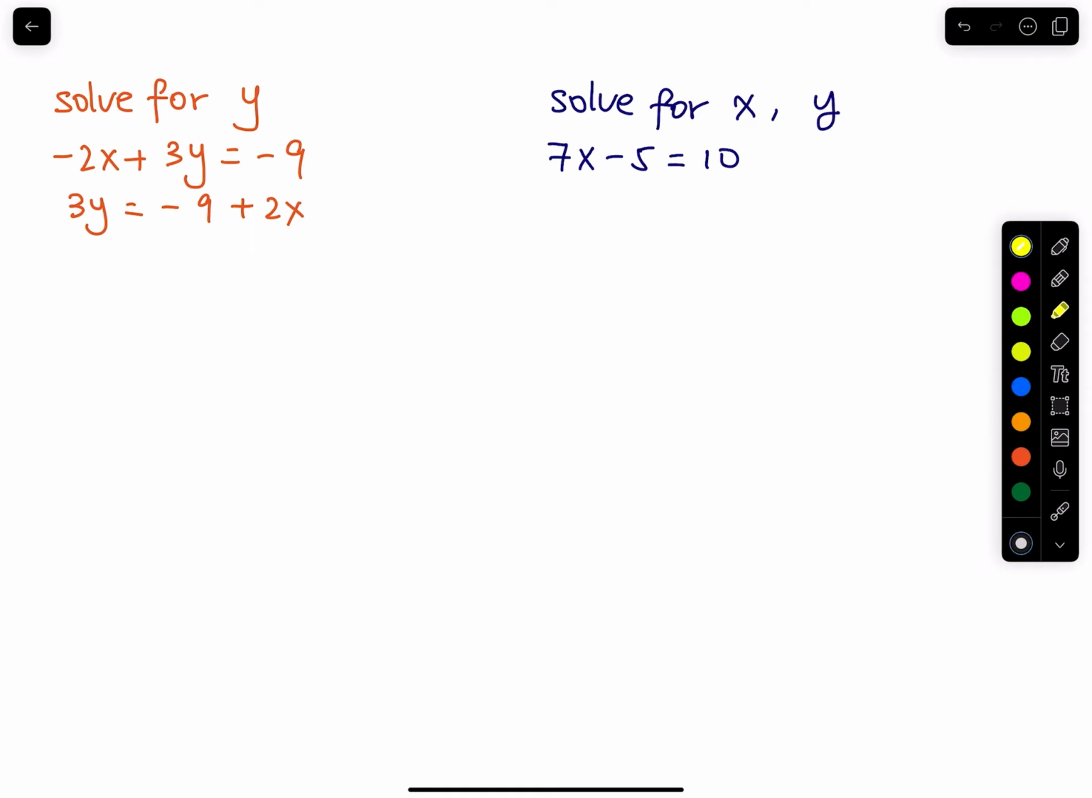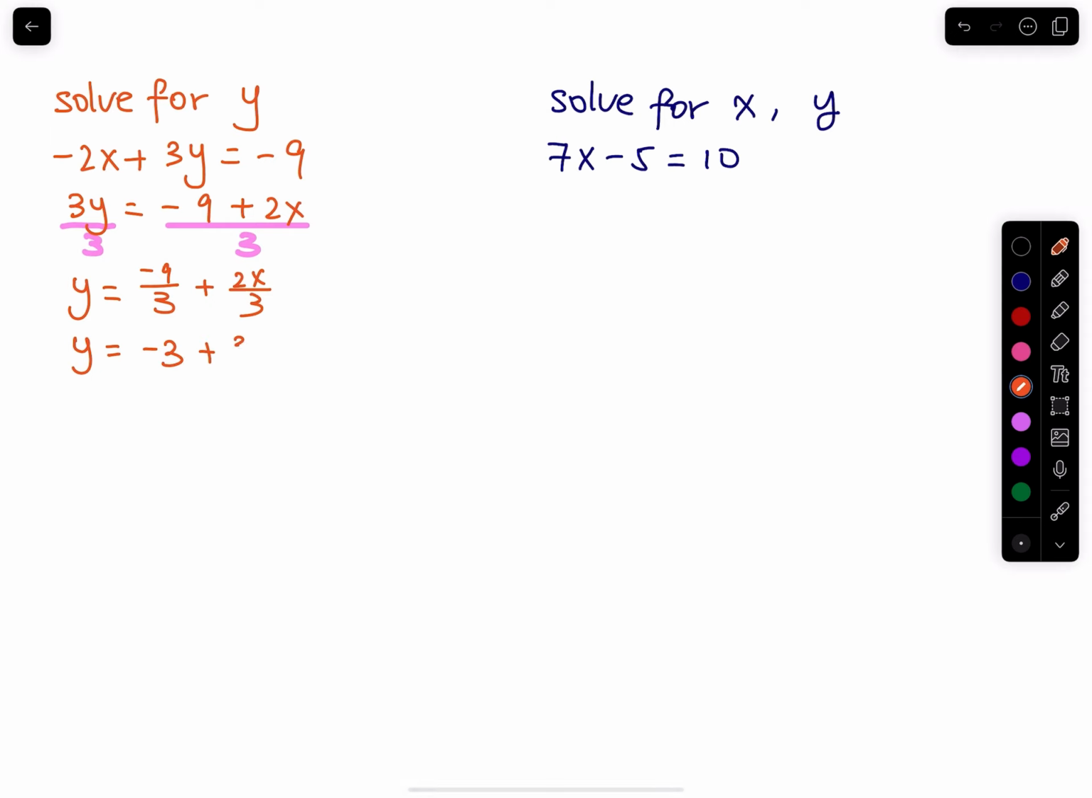Let's use a highlighter to do it. I am going to select a color, so let's pick this. Divide both sides by 3. And then you have y equals negative 9 over 3 plus 2x over 3. And then y equals negative 3 plus 2 over 3x. So that will be solving for y.